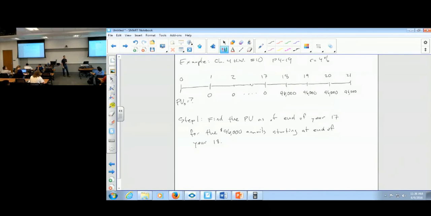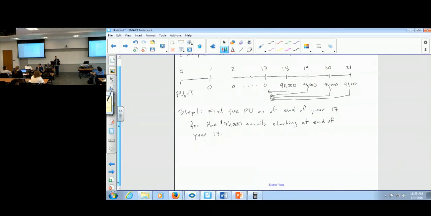Okay, why end of year 17? Because that present value annuity formula, just like your perpetuity formulas, is always giving you the present value 1 period before the first payment occurs. Right? So when you plug into that present value annuity formula, it's going to bring it back 1 year. And it will only bring it back 1 year. It's going to take those 4 payments and bring them back to the time period before the very first payment.